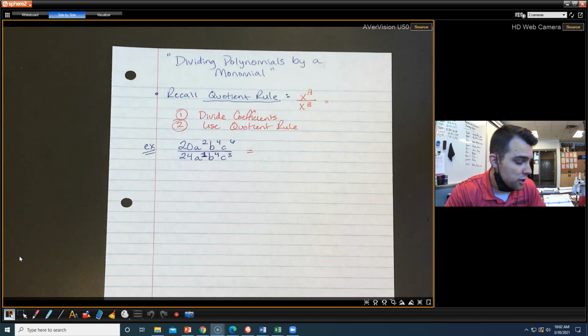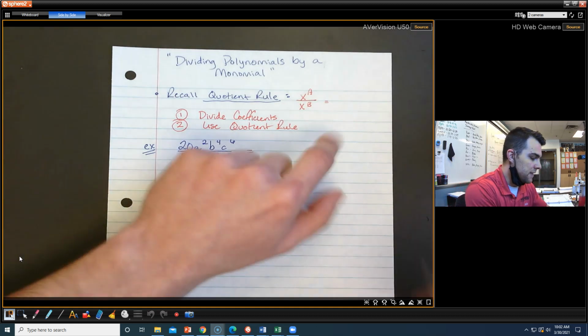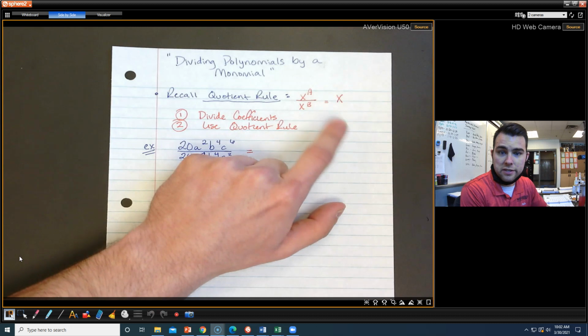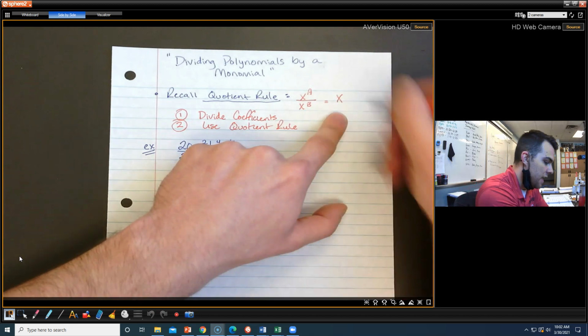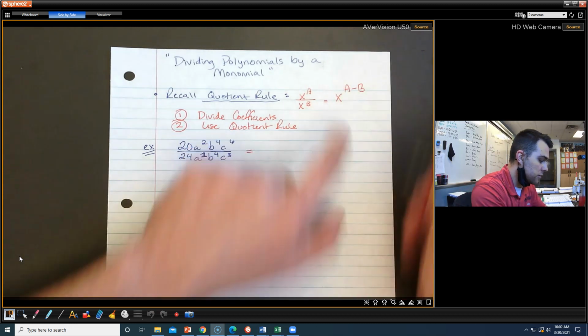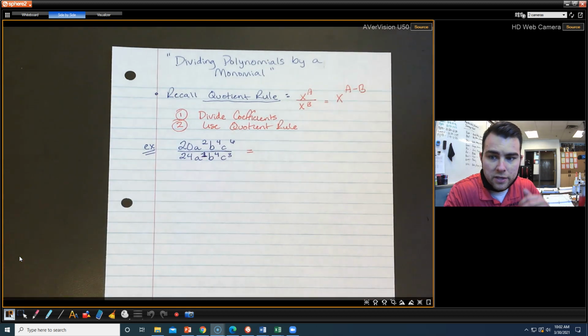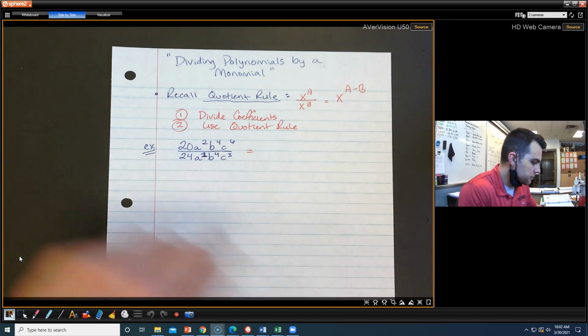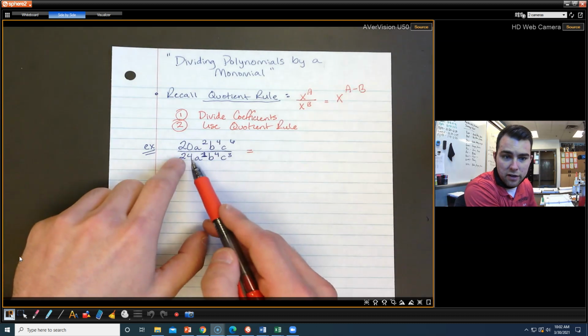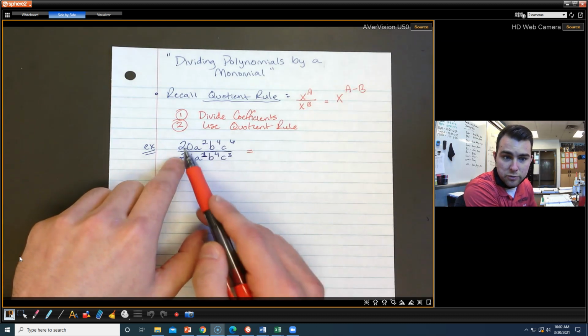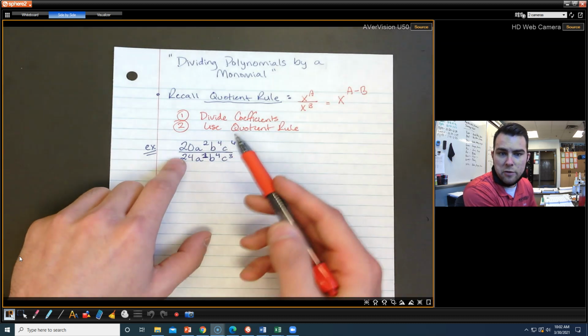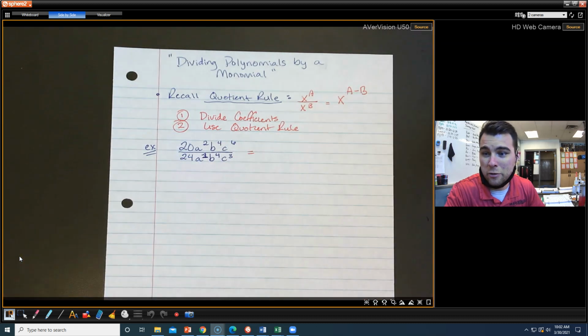So we need to recall our quotient rule here. If I'm dividing x to the a power by x to the b power, then to combine those exponents, the a and the b, I get x to the a minus b power. Okay, and that is my quotient rule right there. So there are two steps to doing this. Divide your coefficients, which are the numbers in front of our variables and exponents. So we'll divide those like normal. And then we will use the quotient rule to simplify out the variables.